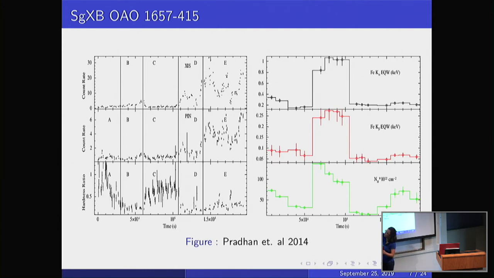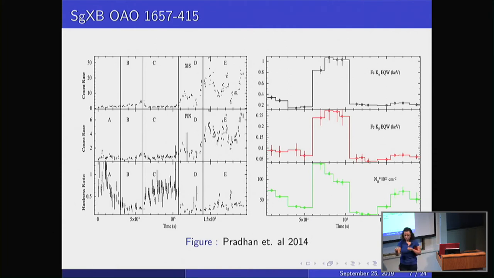And why do I say through? It's because here the increase in the NH value is accompanied by an increase in the fluorescence strength of the iron line. So what happens is you have X-rays coming from the neutron star, and when it passes through a clump is where the fluorescence takes place. And when this line fluorescence takes place, there's an increase in the line intensity, which you see here. So this region is actually passing through the clump of matter.